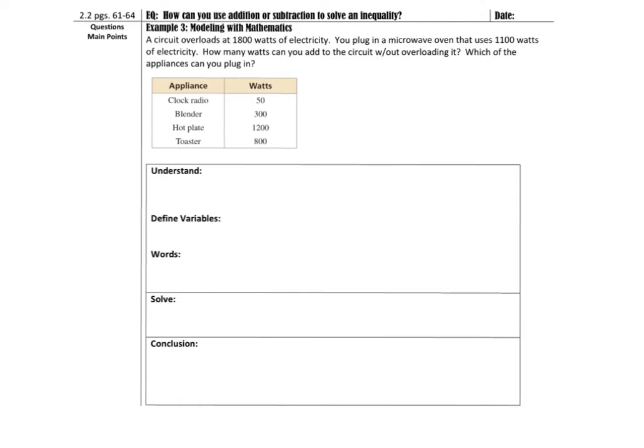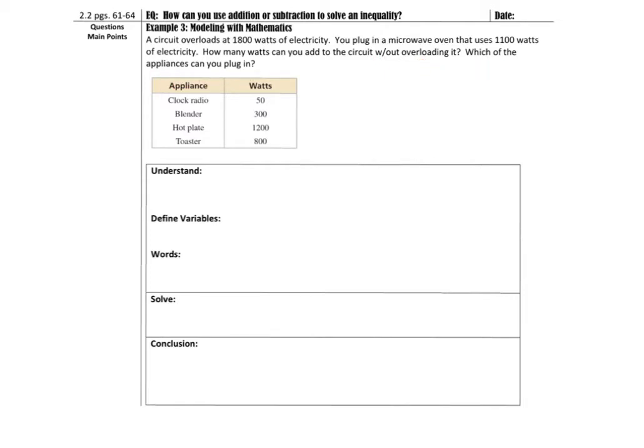Let's go over some word problems that involve the use of an inequality symbol. A circuit overloads at 800 watts of electricity. You plug in a microwave oven that uses 1100 watts of electricity. How many watts can you add to the circuit without overloading it? And which of the appliances can you plug in?